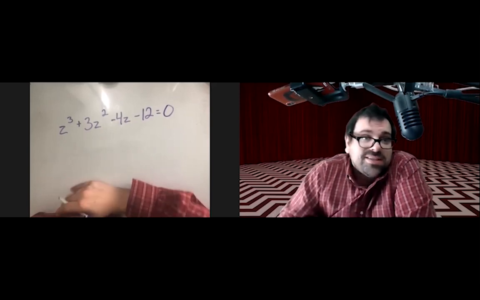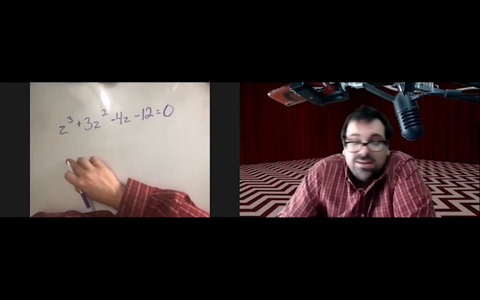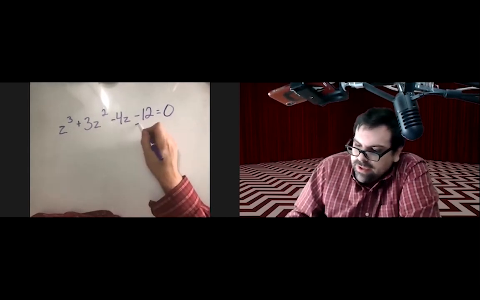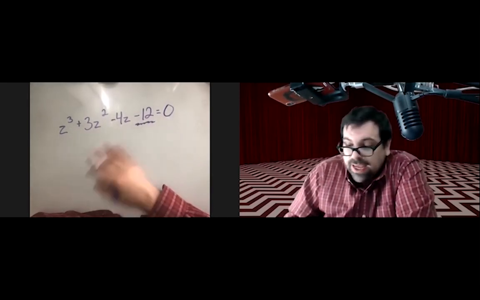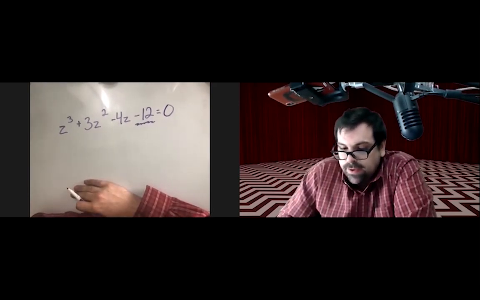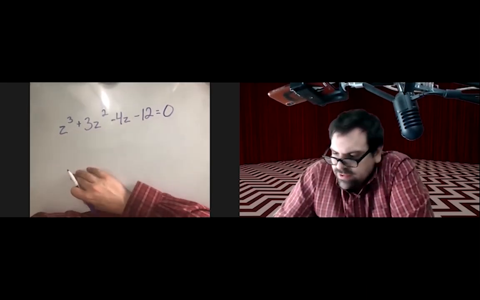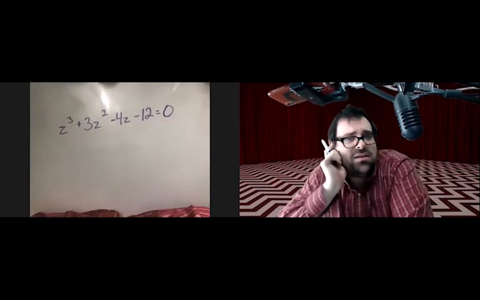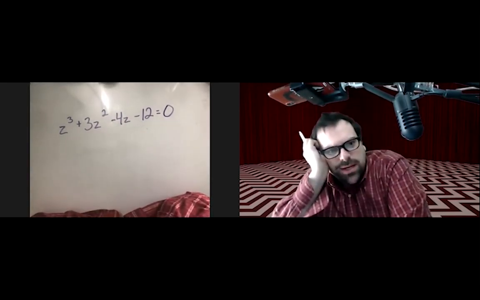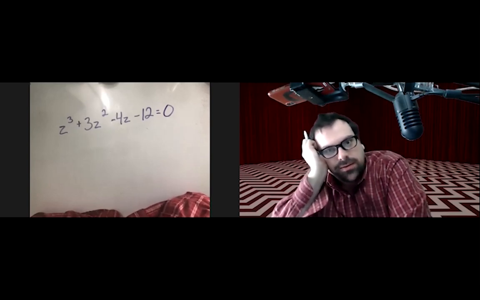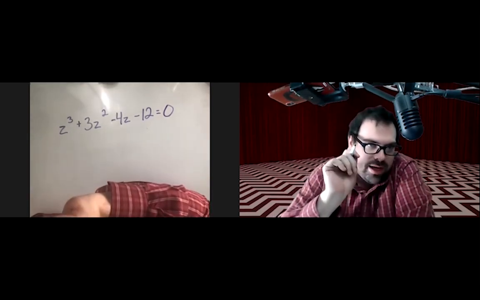It would be really nice if we just factored out something with a z and ended up with a nice quadratic, but since this term here doesn't have any z's, we can't factor any z's out. 1, 3, 4, 12, there isn't a factor in common to each of the terms at all. So there's nothing we can factor out. Do we have a type of factoring we can do when we have 4 terms? When we have 4 terms and we can't do anything else with it, we try factoring by grouping.